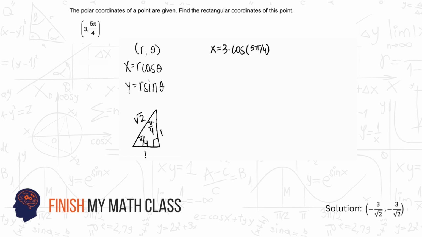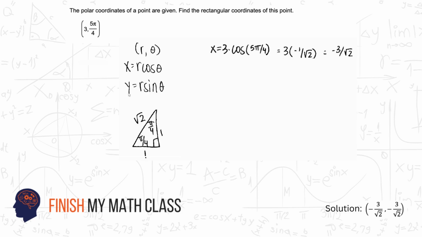So first we need to think about what quadrant 5 pi over 4 is in. If we graph the angle 5 pi over 4, that would fall in quadrant 3, and cosine is negative in quadrant 3. So we know that cosine of 5 pi over 4 is negative, and the reference angle for 5 pi over 4 is pi over 4. So we look at pi over 4. Cosine of pi over 4 is 1 over square root of 2, and again it's negative because the angle was in quadrant 3. Multiplying these two values together, we get negative 3 over square root of 2 as the x-coordinate.